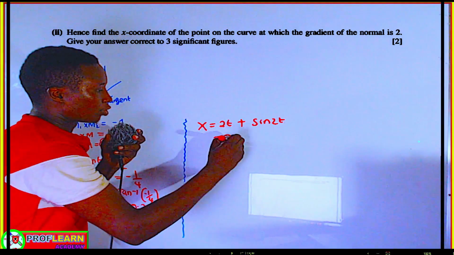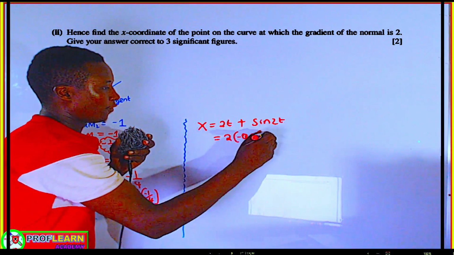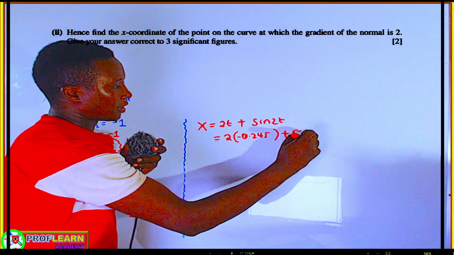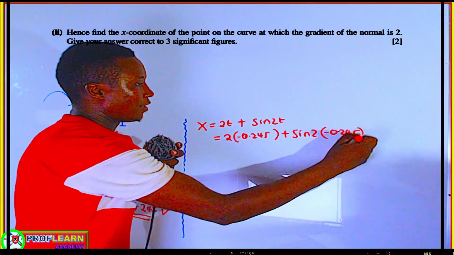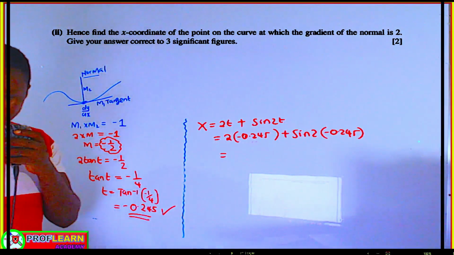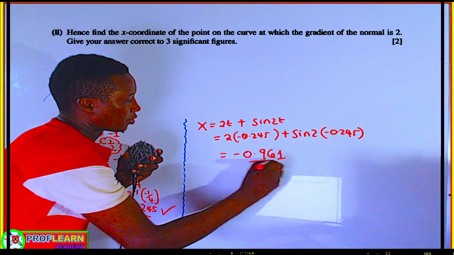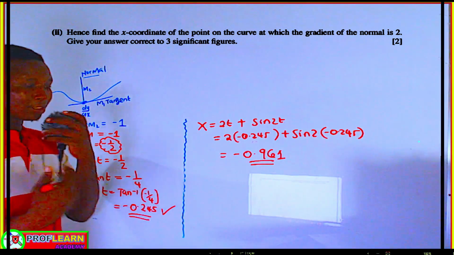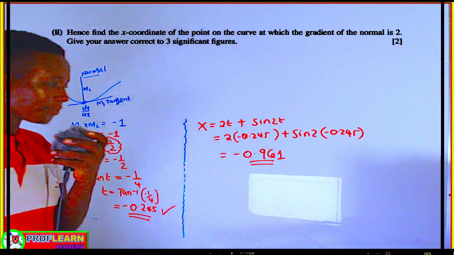So remember, this is the equation that we were given in the first place, and then we are going to substitute that and say that is 2 into negative 0.245, the value that we have gotten at this point, then plus sine 2 into negative 0.245. Now, if we substitute that and work it out using our calculator, we're going to realize the answer we are going to get is actually negative 0.961. And we were supposed to give our answer correct to 3 significant figures.